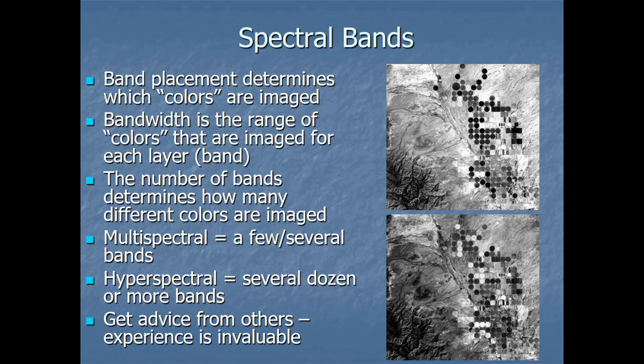So think back to the idea of the electromagnetic spectrum and all of the different portions of that we sample for remote sensing. Bandwidth is defined as the range of colors that are imaged for each layer, and each band will collect in certain portions of the electromagnetic spectrum. So in addition to red, green, and blue, we can also have, for example, near infrared, far infrared, shortwave infrared, etc. The number of bands determines how many different colors are imaged or represented in your image.